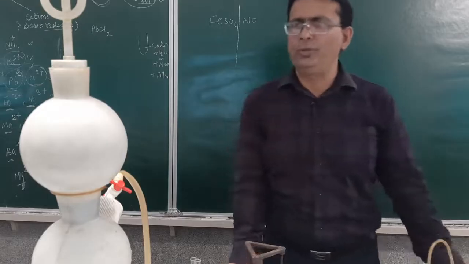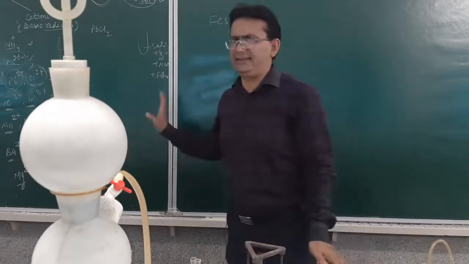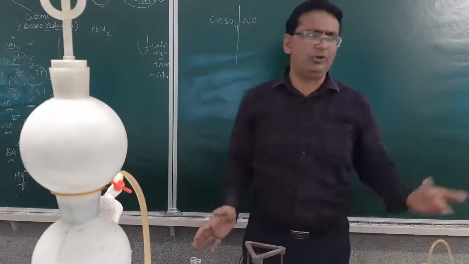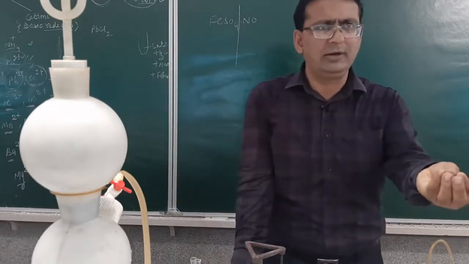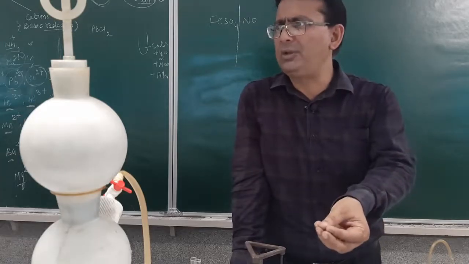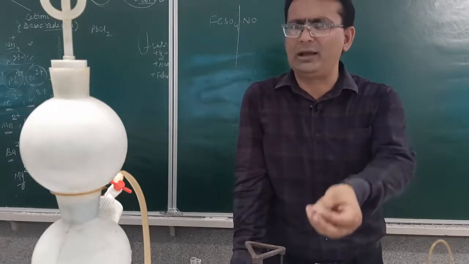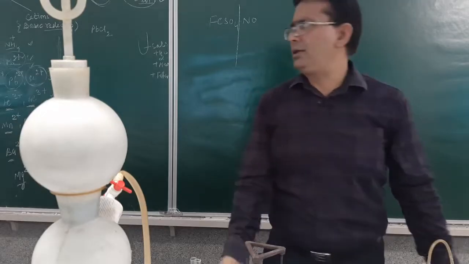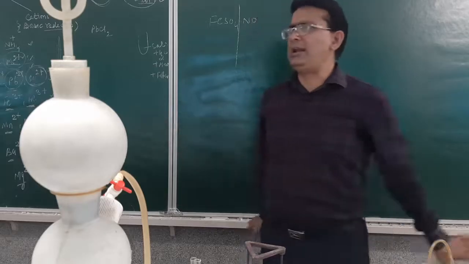Zero group is a separate test. That does not come into this separation of group analysis. So zero group you can carry out separately. Take a salt solution, add sodium hydroxide to it, heat, and ammonia gas will be given out. Bring a glass rod dipped in HCl over it, and dense white fumes of ammonium chloride will be obtained. I think you must be very clear.